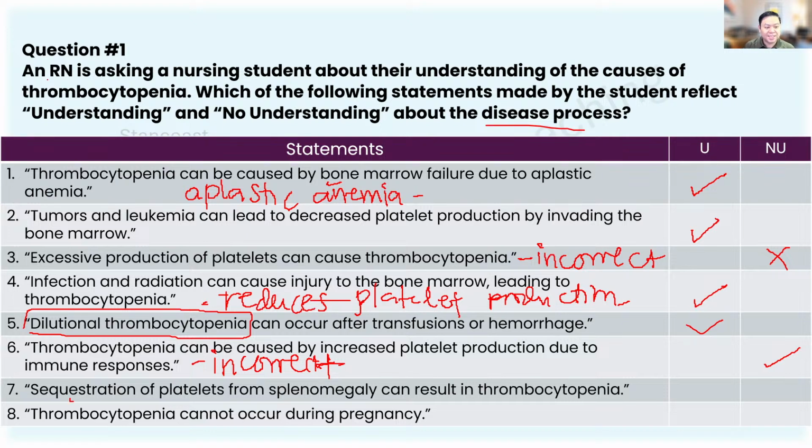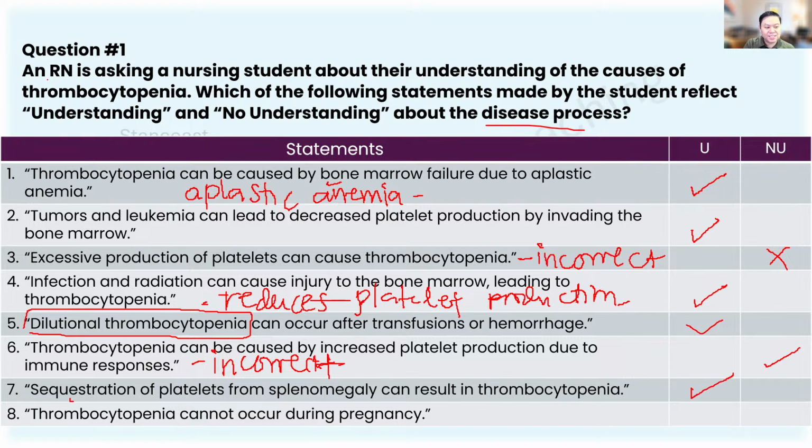All right. Now, number 7: sequestration of platelets from splenomegaly can result in thrombocytopenia. The trapping of the platelets in the spleen. So what does that mean? Well, when there is sequestration of the platelets, this will reduce the circulating number of platelets in the blood, and thus will result in thrombocytopenia. Okay, so this will reflect understanding.